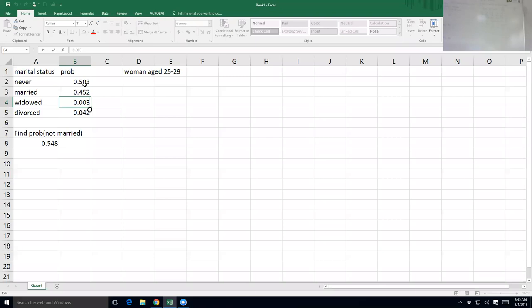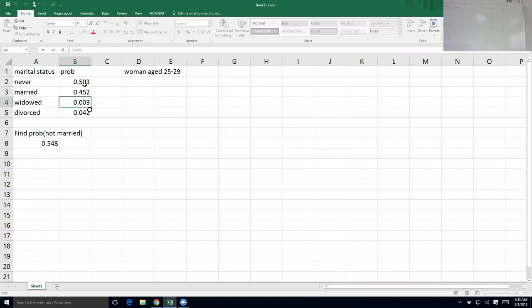Now, in real life, a woman could, right? Or a man. Okay? So another word for mutually exclusive would be disjoint. If I were to draw a little Venn diagram, I'd have the marrieds, the never marrieds, the divorced, and the widowed. They would not overlap at all. Now, in real life, they're probably going to overlap a little bit.